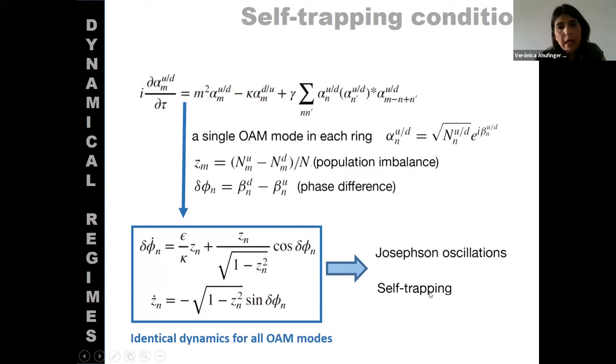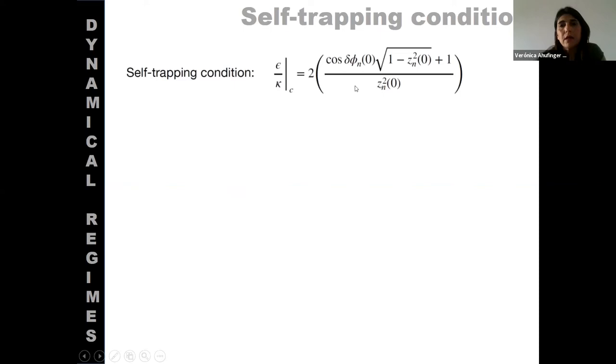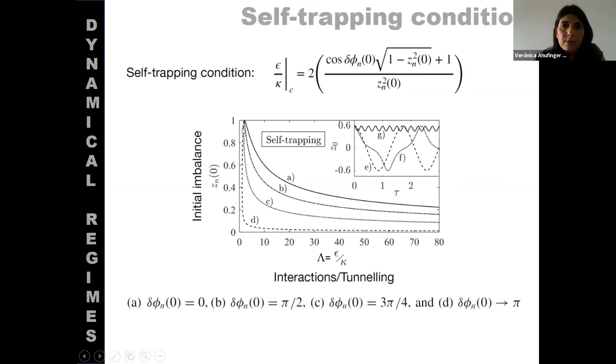We have derived the self-trapping condition that gives us the boundary between the two regimes. Here we have the plot of this boundary as a function of the initial imbalance and the ratio between the interactions and the tunneling for different initial phase differences. A corresponds to a phase difference equal to zero, and D corresponds to a phase difference equal to pi. As you can see, as the phase difference increases, the region in which self-trapping occurs increases. When the phase difference tends to pi, the minimum population imbalance for which self-trapping occurs tends to zero.